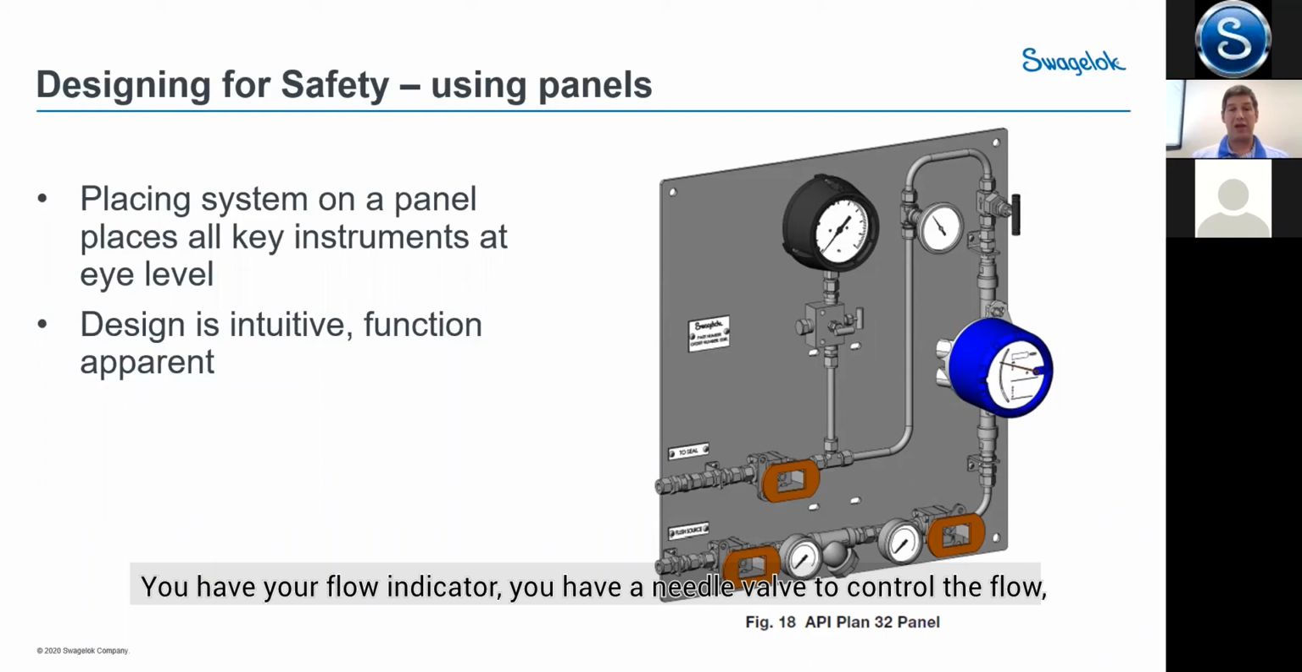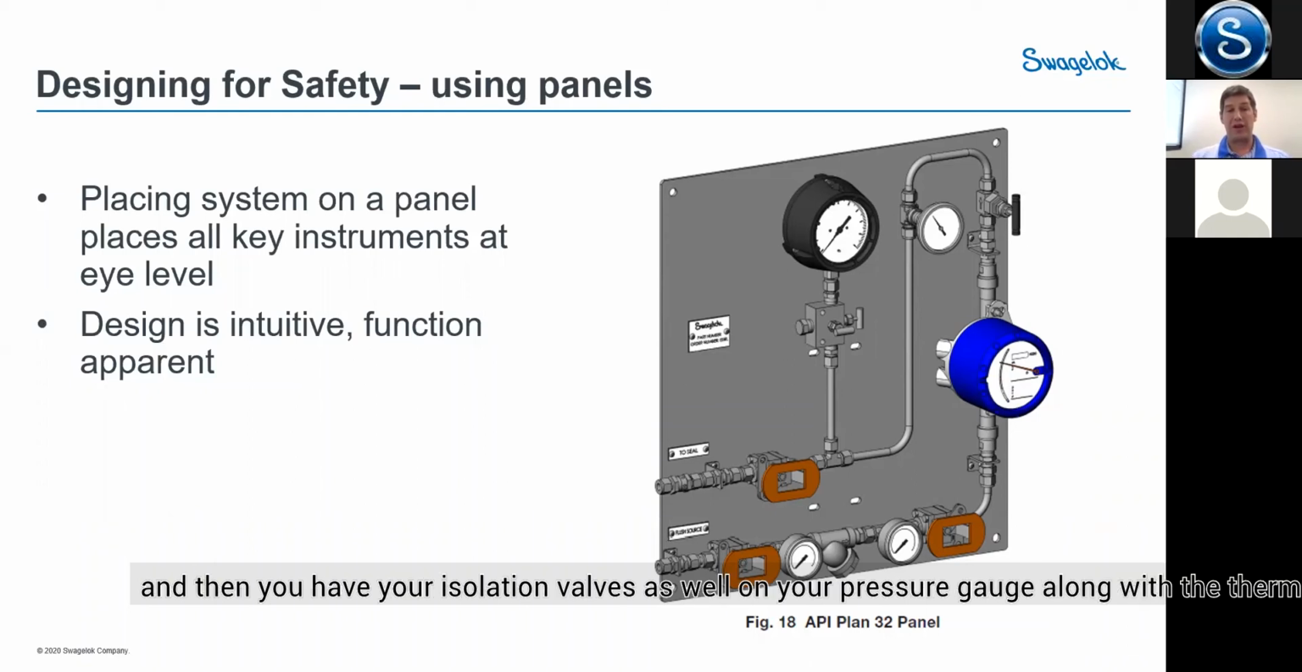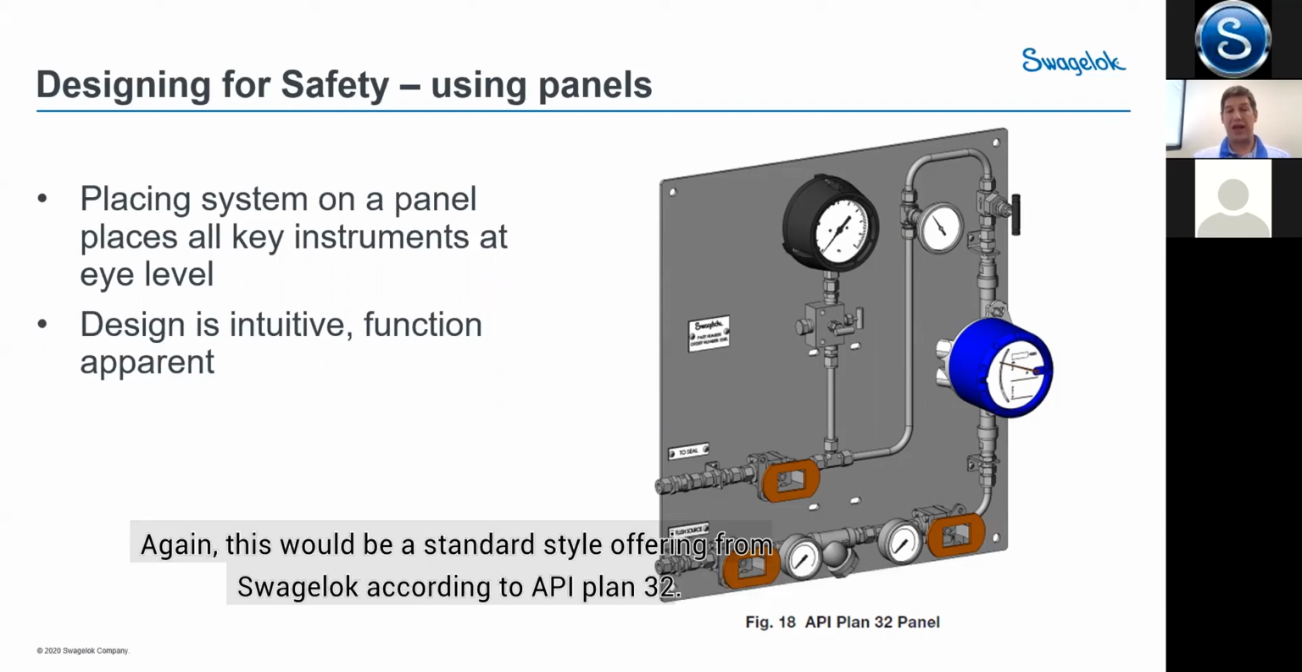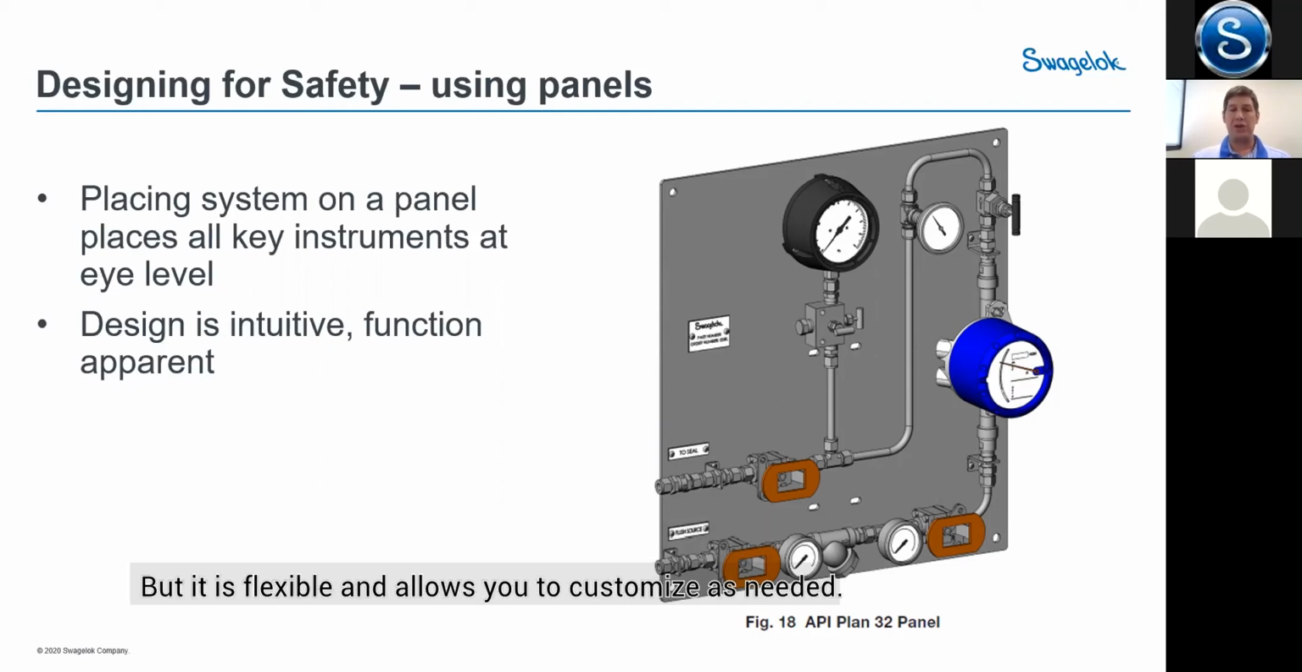You have your flow indicator. You have a needle valve to control the flow. And then you have your isolation valves as well on your pressure gauge, along with the thermal well T. So again, this would be a standard style offering from Swagelok according to API Plan 32, but it is flexible and allows you to customize as needed.